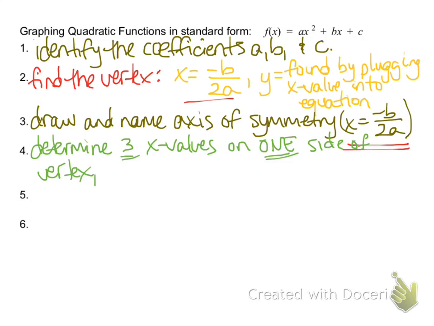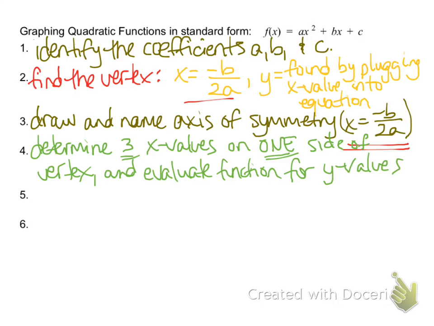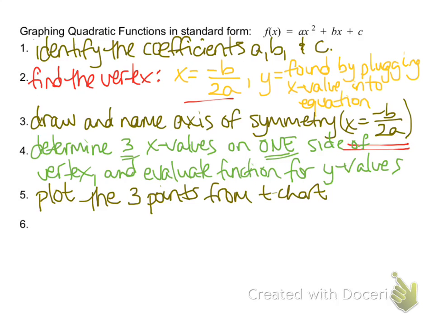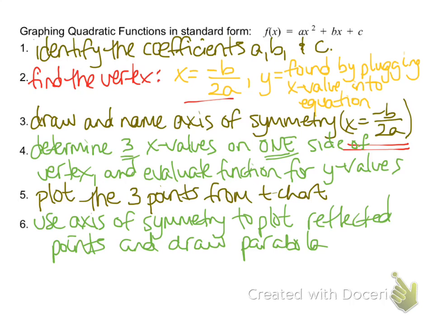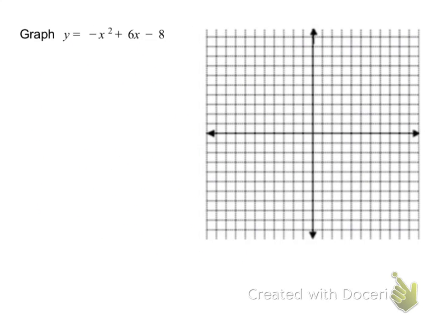Then I want you to determine 3 values on one side of the vertex. And then, of course, you're going to plug those back into the original function to evaluate it for the y values. Then I want you to plot those 3 values from the t-chart. And now using the axis of symmetry, I want you to plot the reflected points and then draw the parabola. So now let's go ahead and follow these steps and graph a problem.